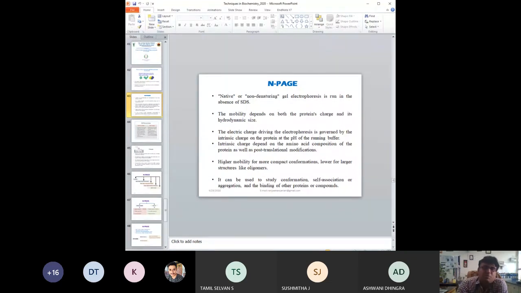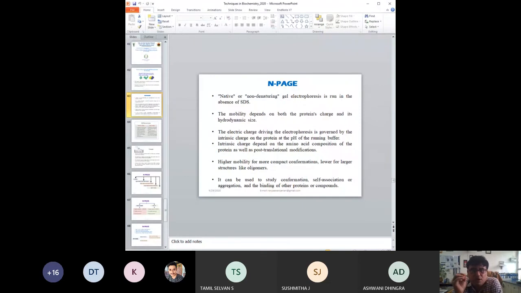Now, the second point is that mobility depends on both the protein charge and its hydrodynamic size. Protein charge means the intrinsic charge of the protein, which is basically because of the amino acid composition of the protein. So this is one of the bases for mobility in the case of native phase, and the other is the hydrodynamic size, the size of the complex protein which you are going to separate.